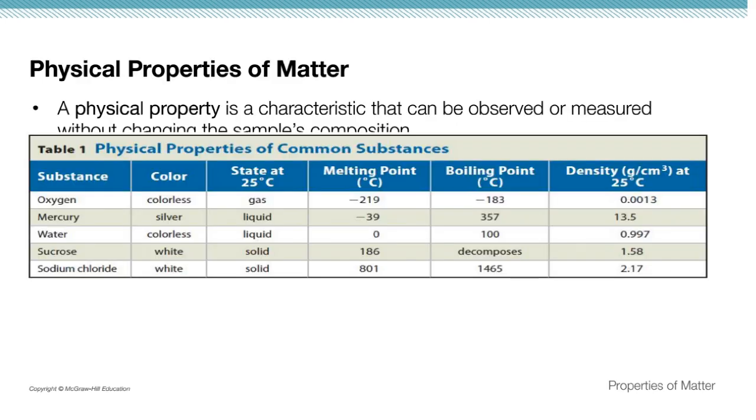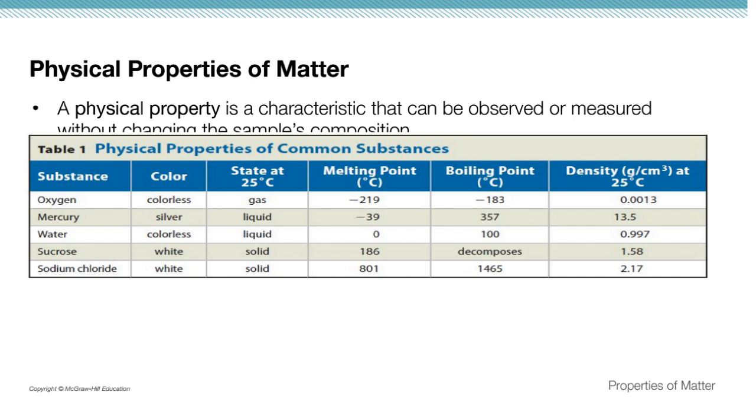Okay, so I apologize, the slide kind of got distorted here, but I can read to you what it says. So first is physical properties of matter. A physical property is a characteristic that can be observed or measured without changing the sample's composition. What that means is a physical property is any characteristic that describes something without changing what it is or what it's made of. So things like color, things like shape, things like boiling point, because even if I were to boil it, that's not changing what it is.